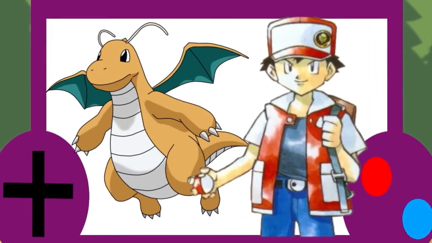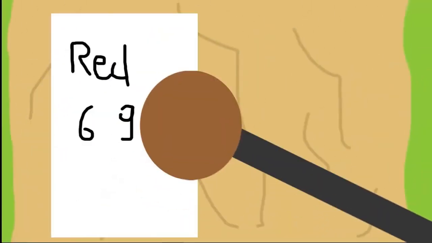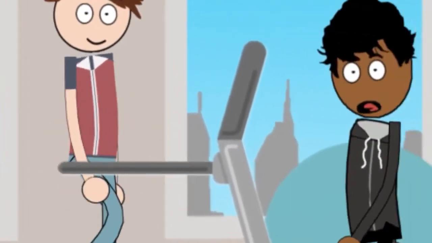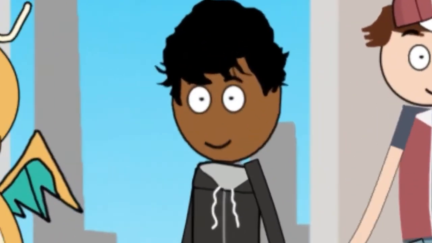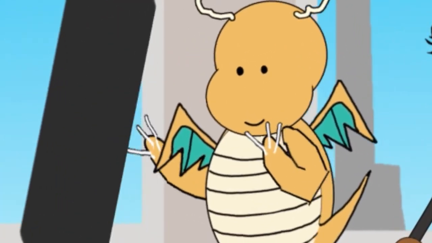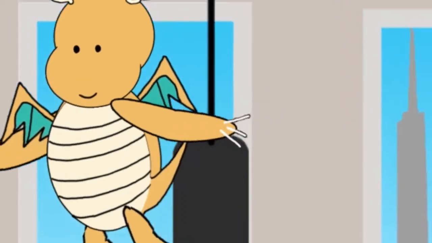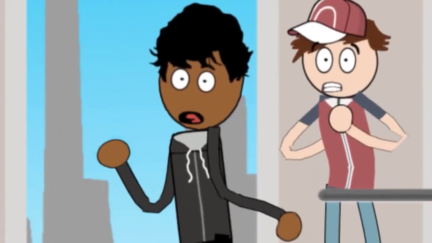Even though this self-insert player called... Okay, what is he called? You gotta be kidding me. Red69 made sure to spend 12 hours of intense training to train a Dratini up to level 55 just to let it evolve into a mighty and powerful Dragonite, so that no one would focus on his ridiculous name.